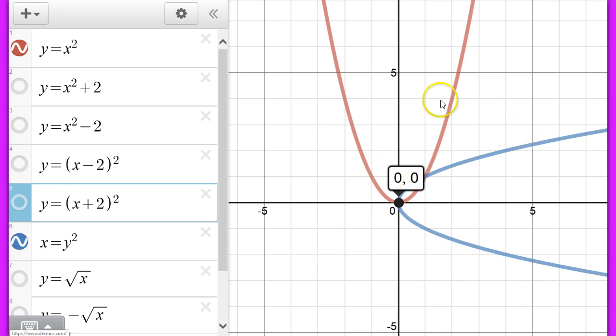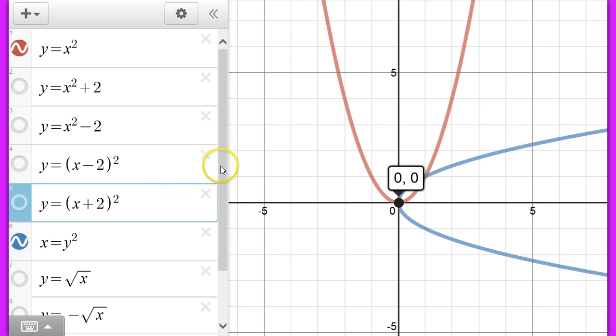Now, this is not a function, so we can't say that these are inverse functions of one another, but the graph of y equals x squared is reflected over the line y equals x, which is why we have this inverse here. It's just not a function because this blue graph does not pass the vertical line test. However, our square root function is related to this particular parabola.